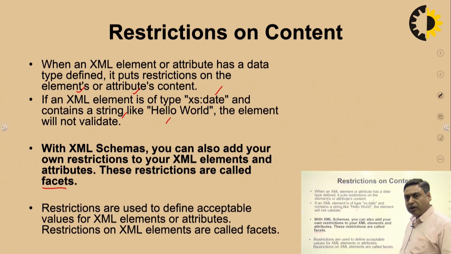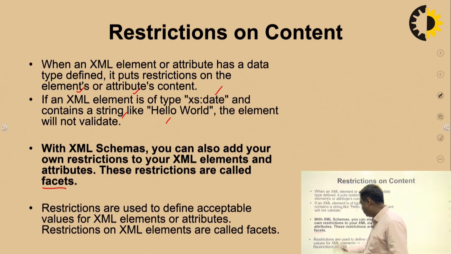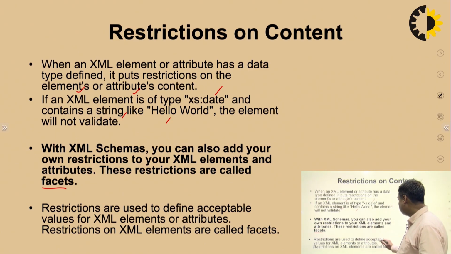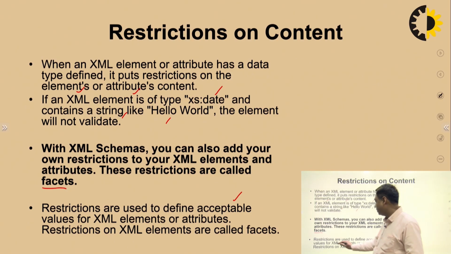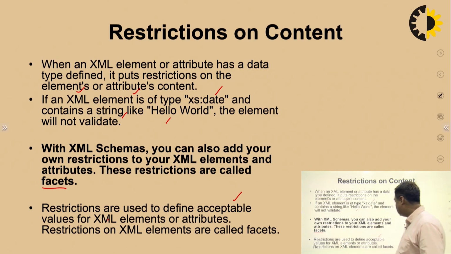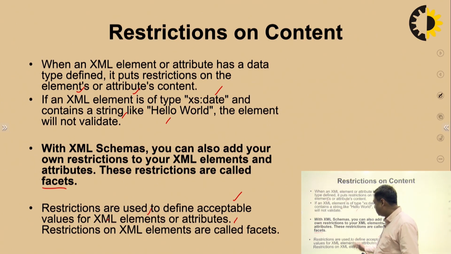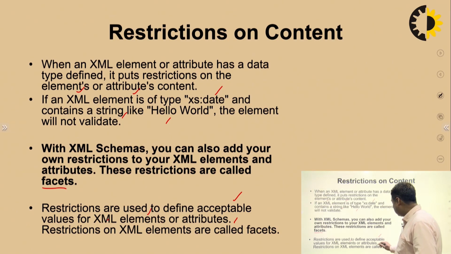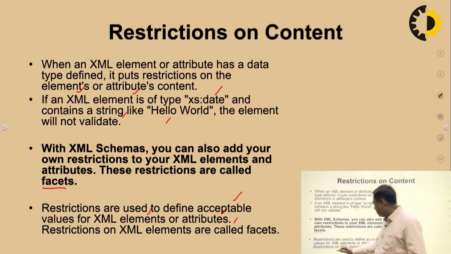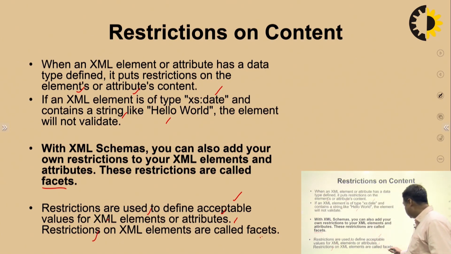Another way of explaining it is that we call them facets. So, restrictions are used to define acceptable values for XML elements or attributes. Again, I am emphasizing that you can put restrictions on elements, and you can put restrictions on attributes also. The second understanding of this slide is that restrictions are also called facets. Facet is another name for putting a restriction on the content of XML data.